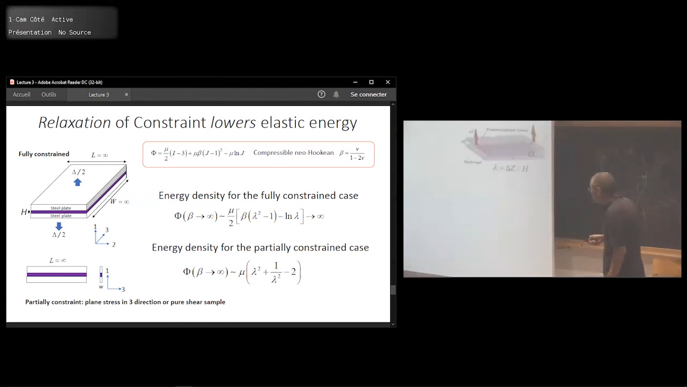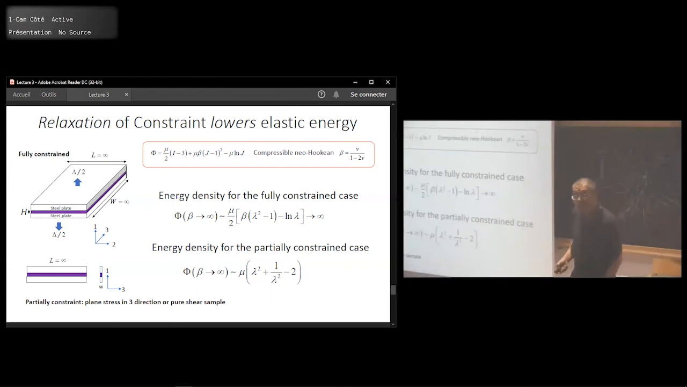Excuse me? Yes? I'm not sure I understand how you take adhesion into account, because if you're assuming perfect adhesion, I don't get how you could have fingering. Do you need to take into account something? No, there's no debonding. There's no debonding in this calculation. So in other words, in experiments, everything sticks to the surface.